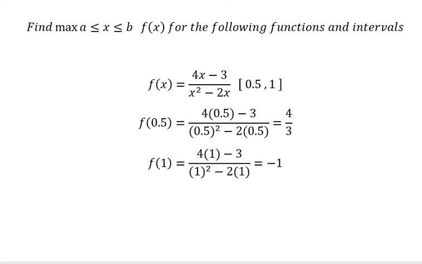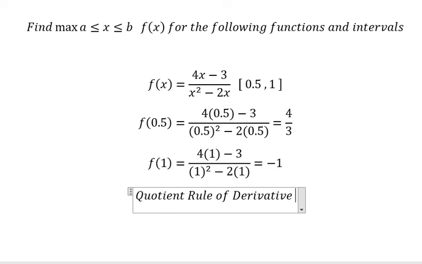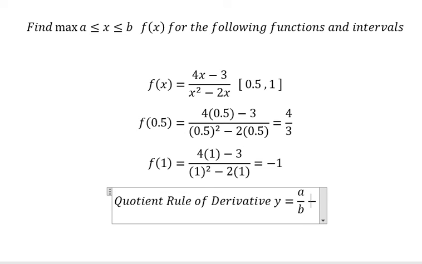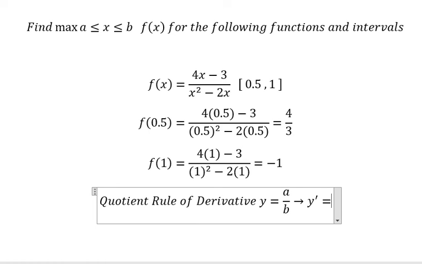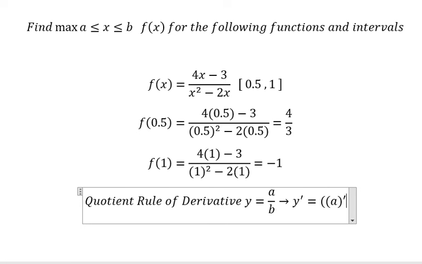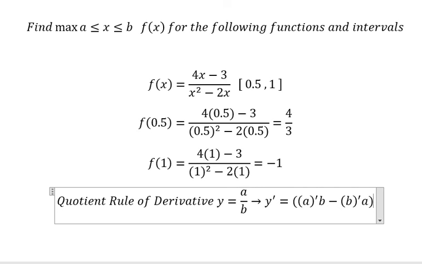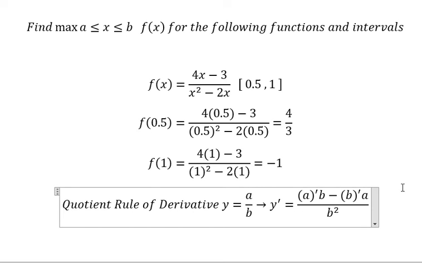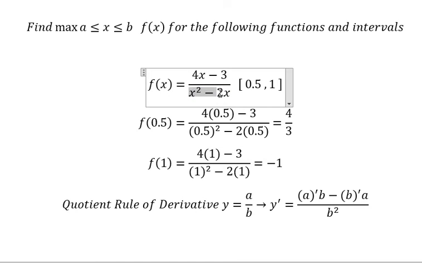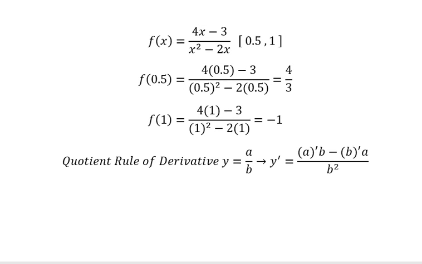Now the next one, we need to find first the derivative of the function. So in this one, we can apply the quotient rule of the derivative. So we have y equals a over b. So if we do first the derivative of a multiplied by b minus the derivative of b multiplied by a, over b squared. Now we can apply this formula for this one. So a is this one, b is this one. So in this situation, we have like this.